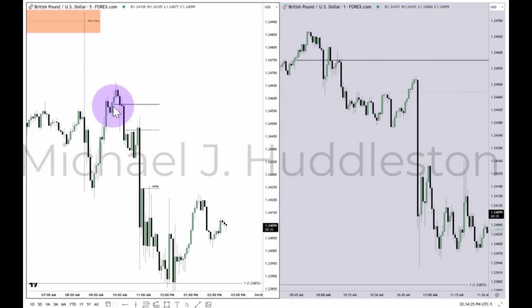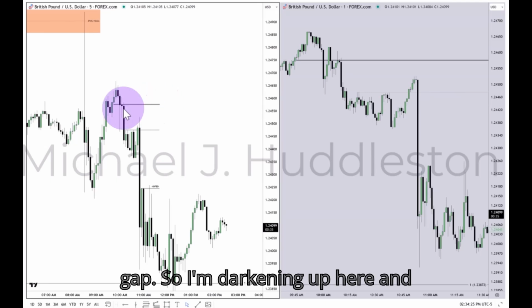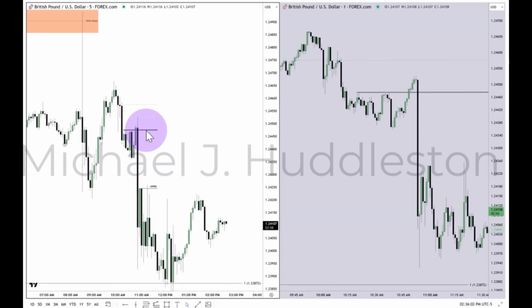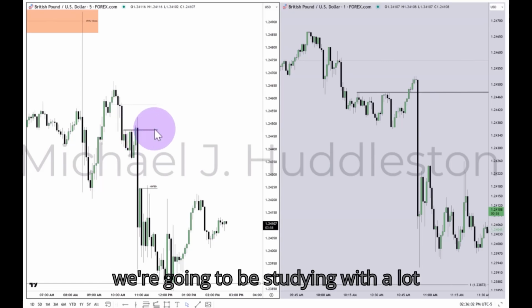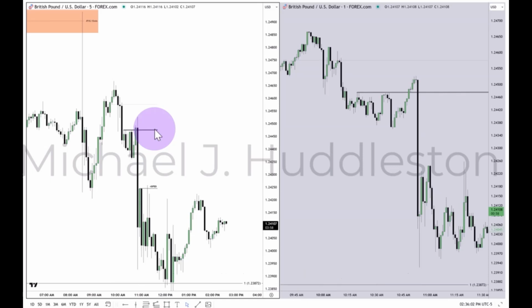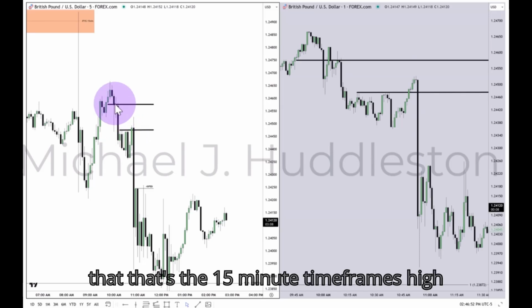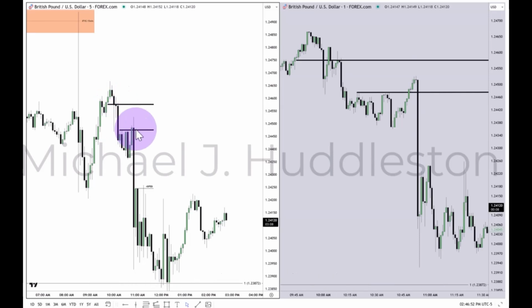So we're going to, again, use the high of that fair value gap. So I'm darkening it up here. And then this one here, that's your range. Inside of that range, we're going to be studying with a lot more detail. With both of these levels now understood, that that's the 15-minute time frame's high and low of its fair value gap, or SIBI, look over here on the 1-minute chart.